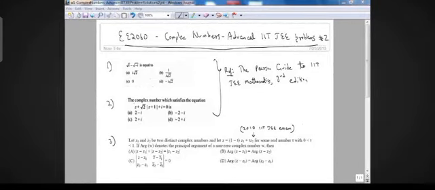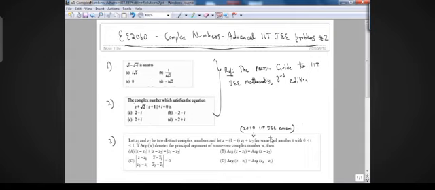So this is the second set of advanced complex number problems from the IIT JEE, Indian Institute of Technology Joint Entrance Exam. And the references again are the Pearson Guide to IIT JEE Mathematics, 3rd edition, and a problem from an actual IIT JEE exam.